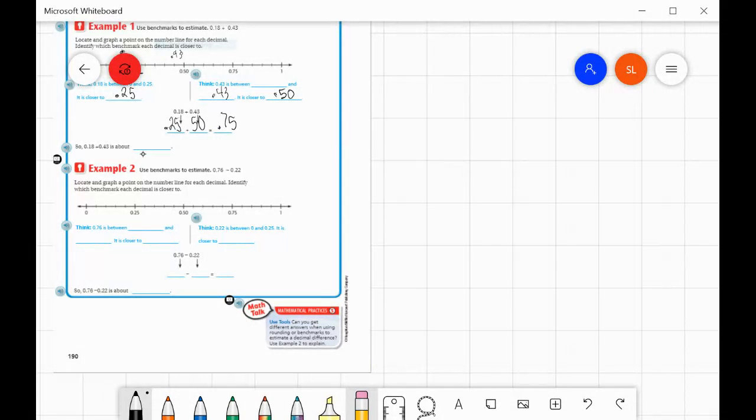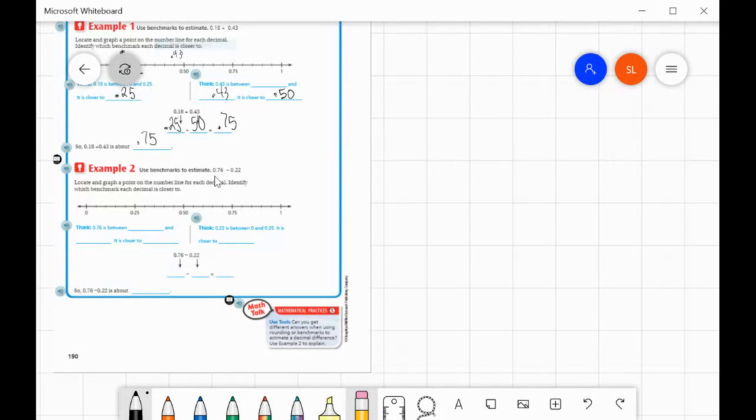So when we estimate, 0.18 plus 0.43 is about 0.75. Now we're going to use benchmarks to subtract. We're going to use the exact same benchmarks that we used before: 0, 0.25, 0.50, 0.75, and then 1.